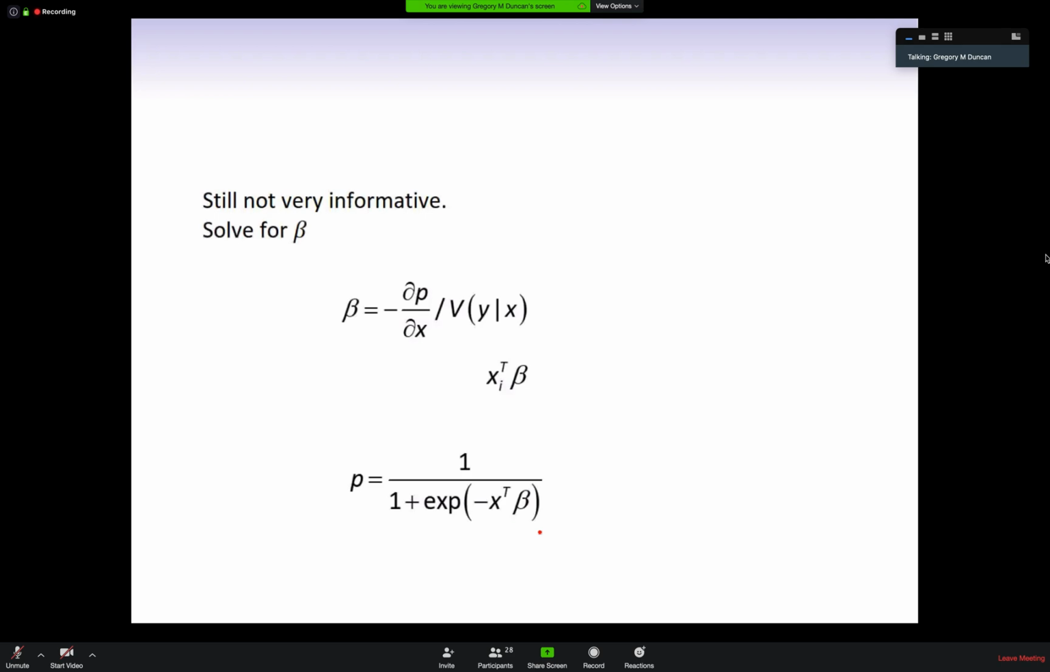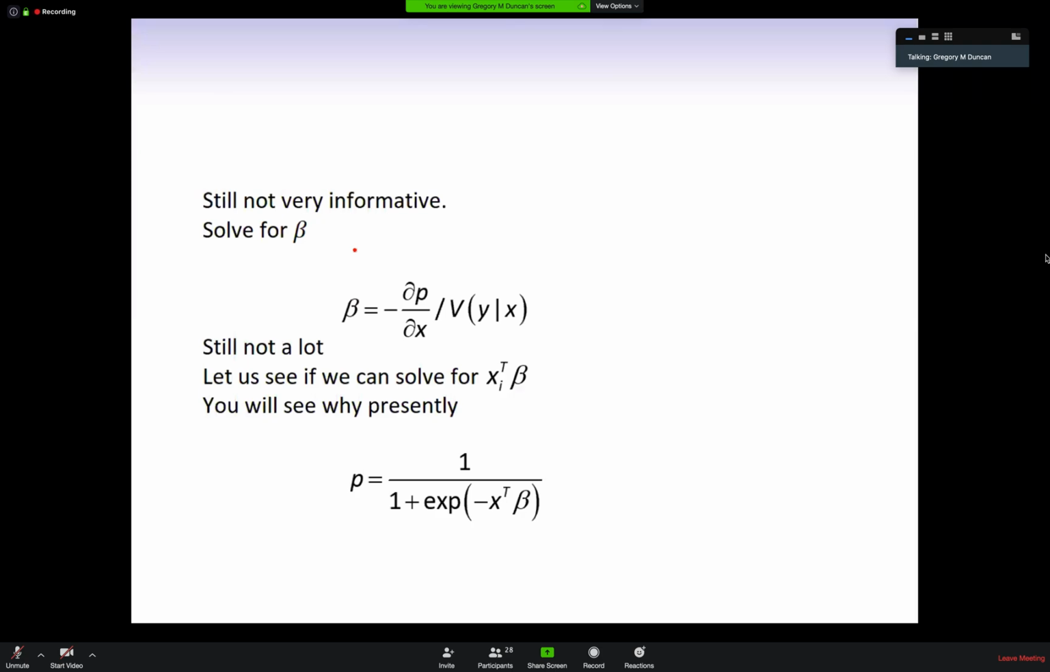So solve for beta, and you say, okay, what's beta? Beta is minus the derivative of the probability of having COVID with respect to X divided by the variance. And you go, well, that isn't very informative either. Let's do something else. Let's see if we can solve for X beta. And this is going to be a general thing we're going to try to do. Solve for X betas. You'll see presently why. I'm almost done here, and then I'll stop.